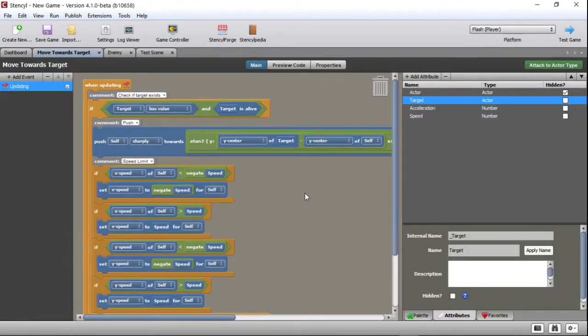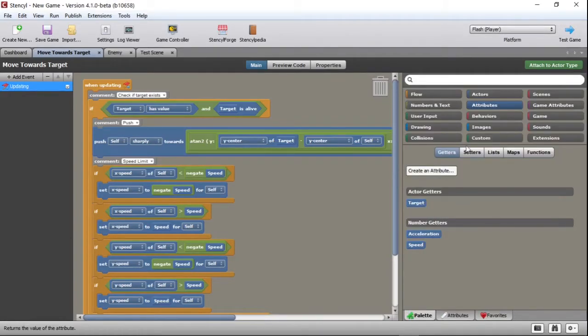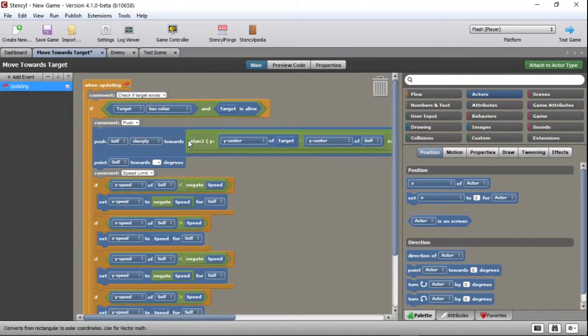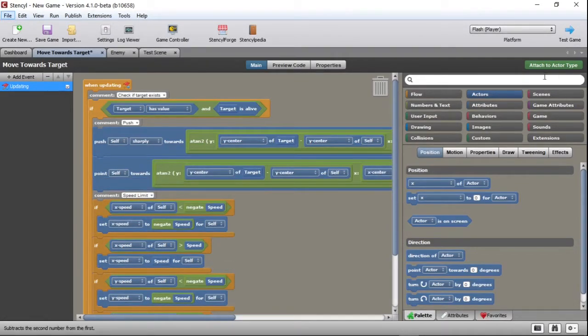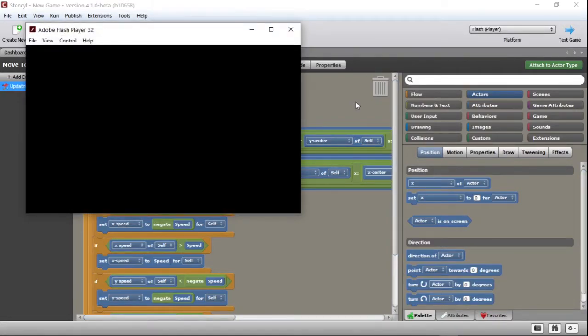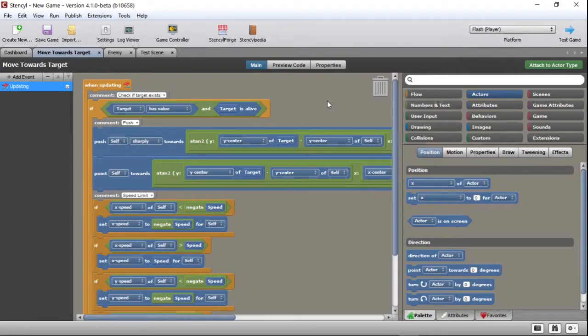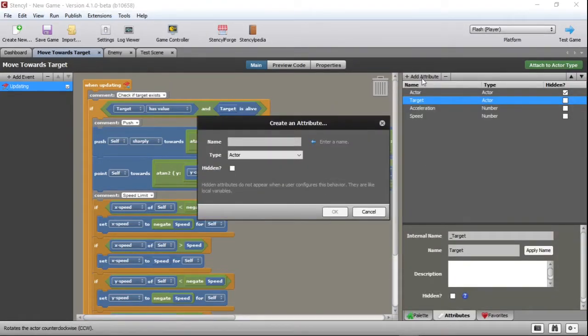If you want the enemy to face the player, it uses the same operation, but using the point actor towards angle block. For a small optimization, store the A10-2 operation result in a number attribute and use that in the blocks.